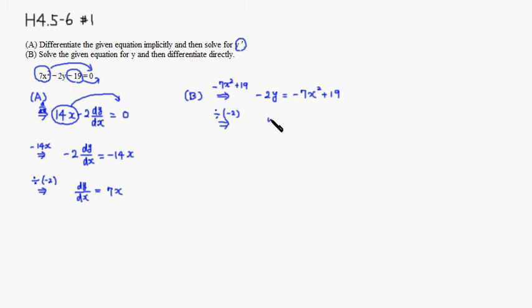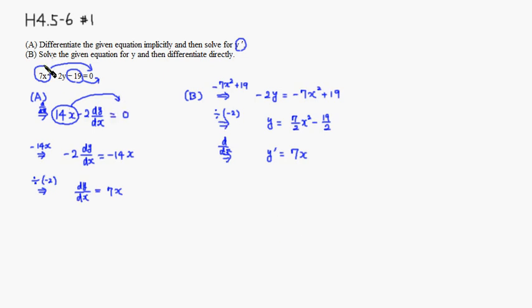This will give us y is equal to 7 over 2 x squared minus 19 over 2. So we have that. Then we take the derivative with respect to x. You have y prime is going to be equal to 2 times 7 over 2, which is obviously 7. The 2's cancel out. Then you have x to the first power. Derivative of a constant is 0. So you have 7x.